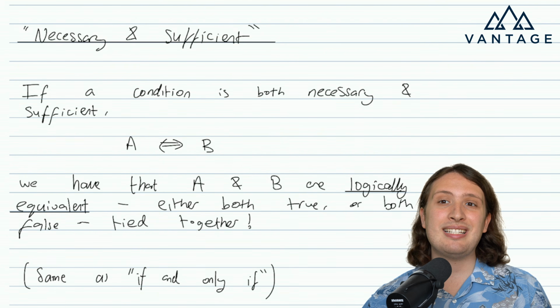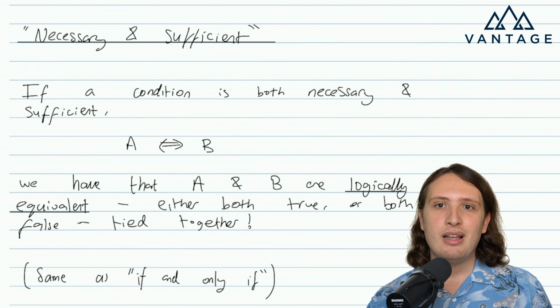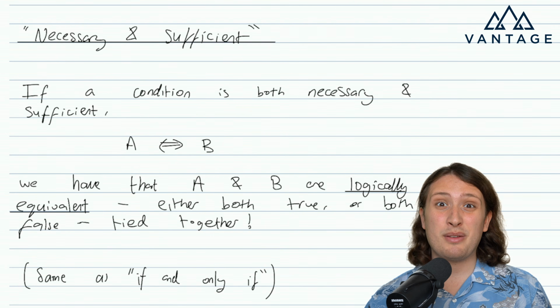If we have both necessary and sufficient, A and B both imply each other. This is what we sometimes say "if and only if." It's exactly the same thing. But if A and B imply each other, it means they're completely logically equivalent. They're either both true or they're both false. So in this way, we can think of them as being sort of different ways of saying the same thing.